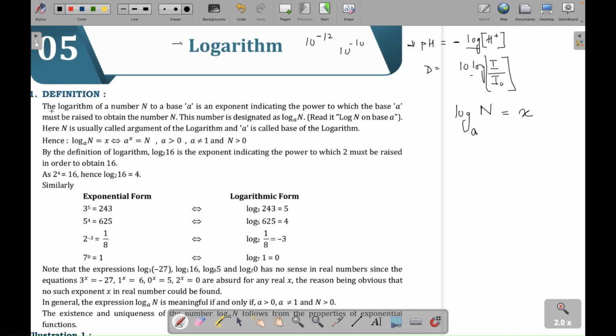Now what is the definition of log? The log of a number n to a base a is an exponent. We have studied powers and exponents, right? So exponents represent power. It is an exponent indicating the power to which the base a must be raised to obtain the number n. So if this is x, log of n to the base a means that you should raise a to the power x. If you raise a to the power x, you'll get n.